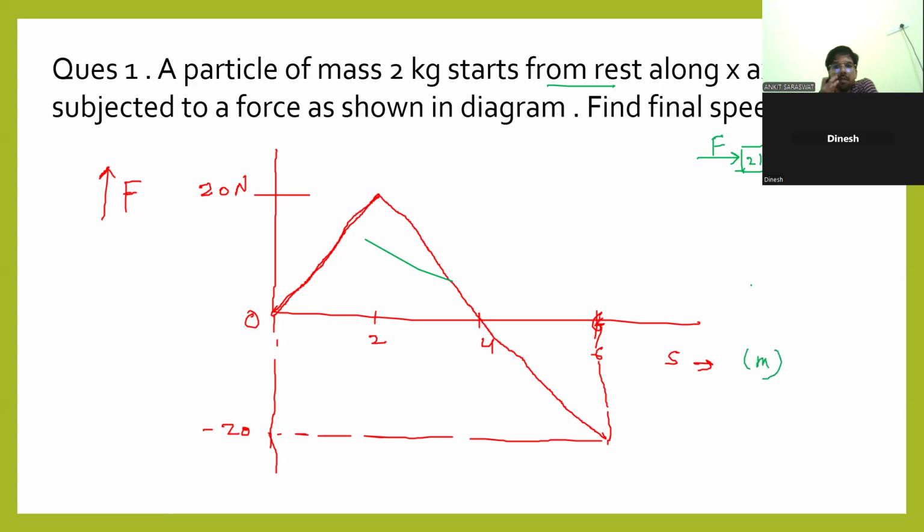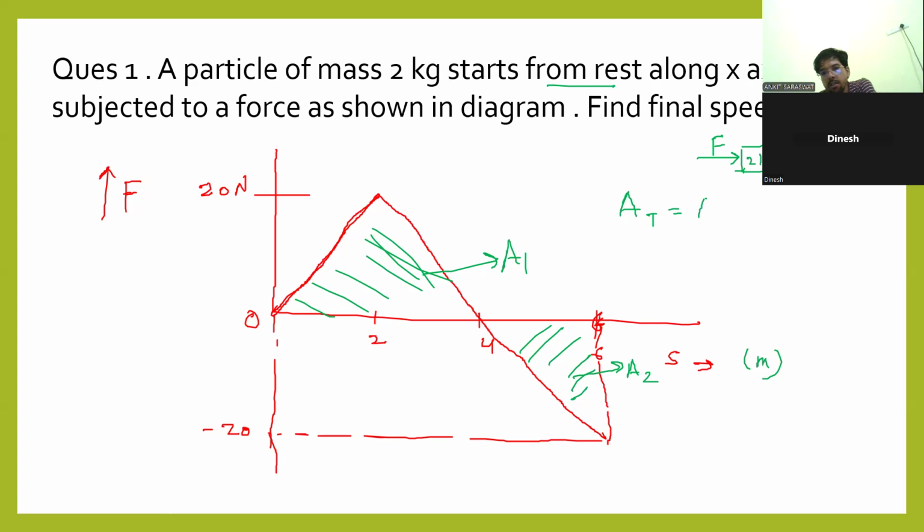As I have already explained, the area under the curve will give the total work. This is A1, this is A2. If a force-displacement graph is given, always find the area. Total area will give the work. Take the area above the x-axis as positive and below as negative, because force and displacement are vector quantities. So this is positive work done, and below is negative work.